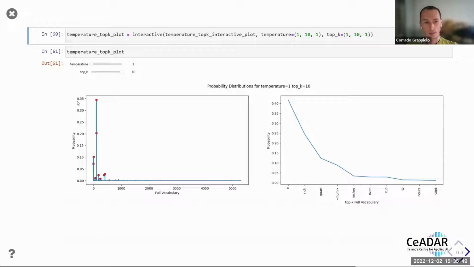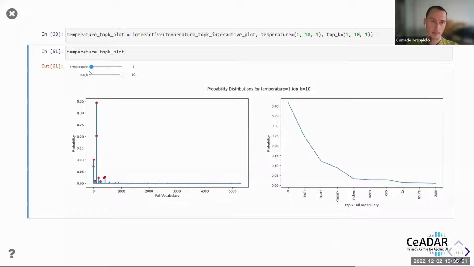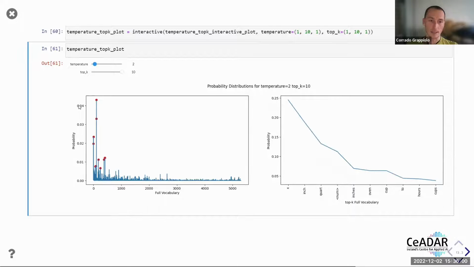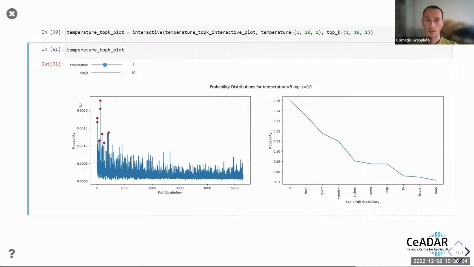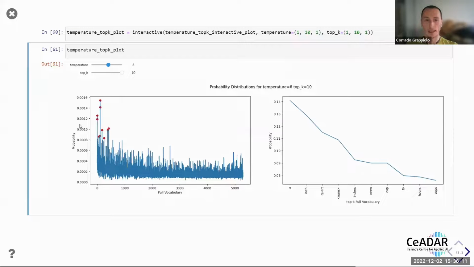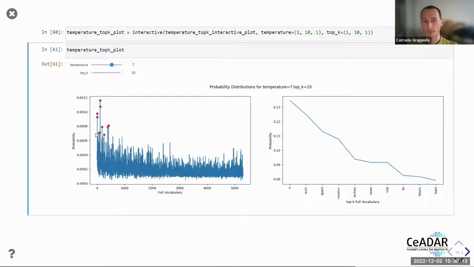You can pay attention to the y-axis scale: if we increase the temperature, basically we divide the logits, and therefore the probabilities, by the temperature. And you can see that the more we increase the temperature, the lower the maximum probability. So they all get squeezed towards zero, towards a uniform distribution, because they all tend to have very, very similar values.